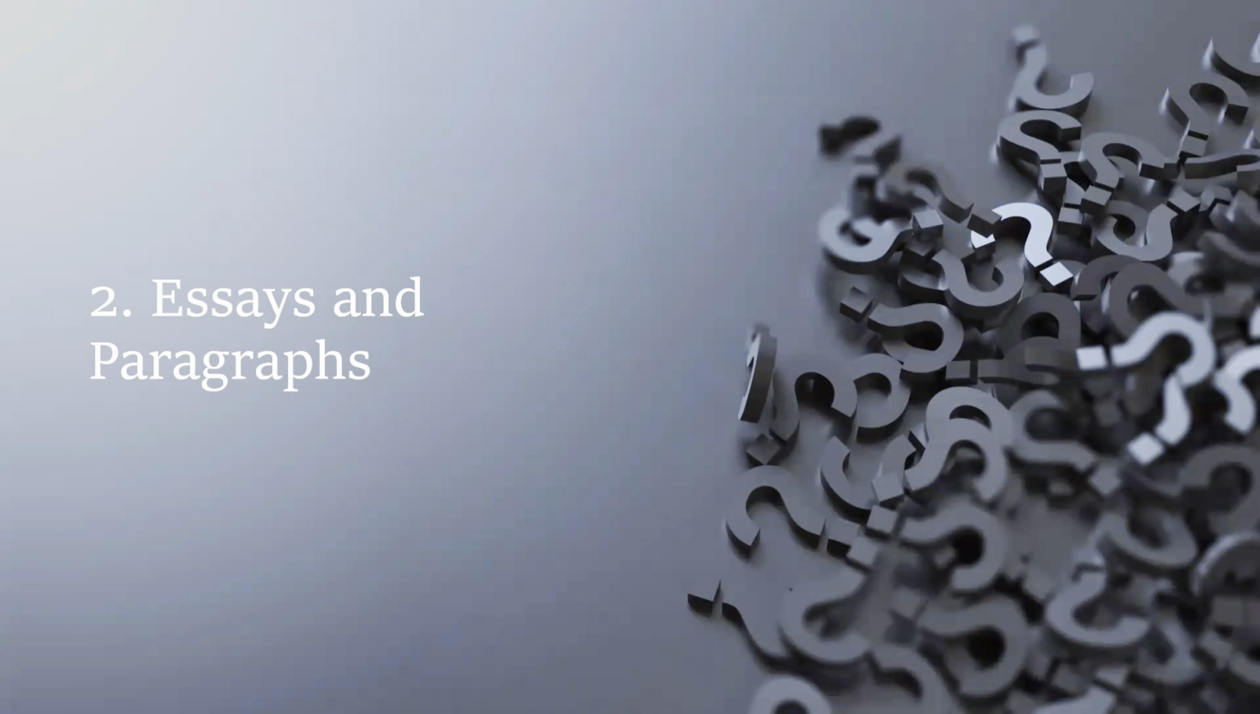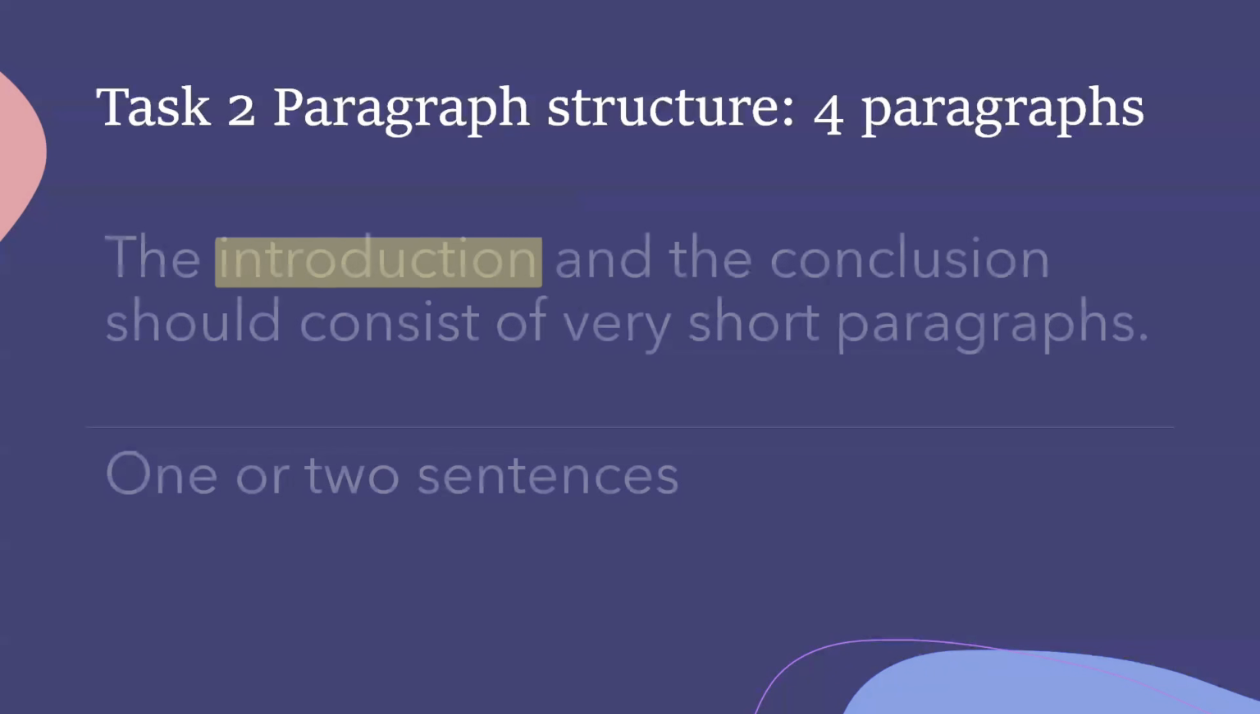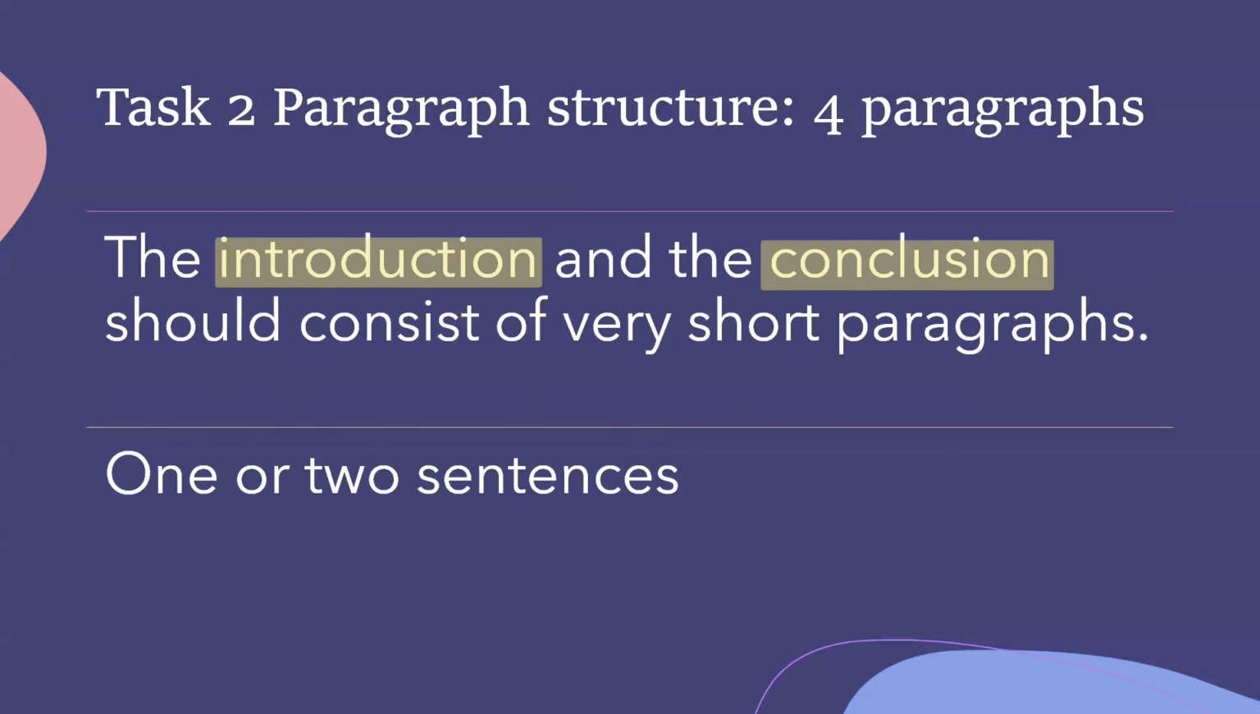So, what's the task 2 paragraph structure? Well, the task 2 should have 4 paragraphs. It should have an introduction and a conclusion, and the introduction and conclusion should be very short, because the most important part of your essay are the middle 2 paragraphs, called the body paragraphs.